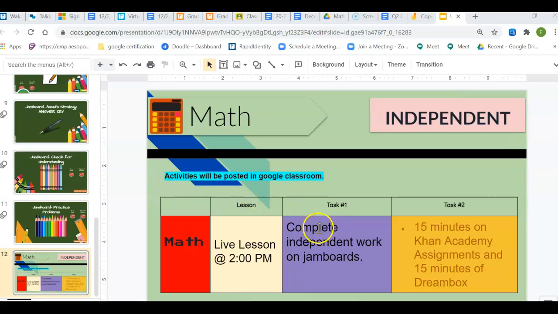Our last slide is just a reminder of your task for the day for independent work. Make sure to complete the Jamboards, and also work on Khan Academy for 15 minutes and Dreambox for 15 minutes. Once you've done all your tasks, go ahead and turn in your assignment.